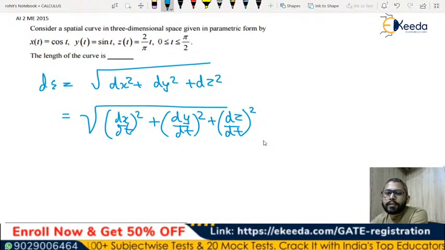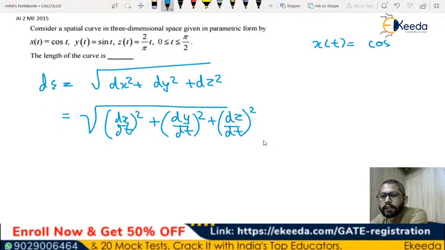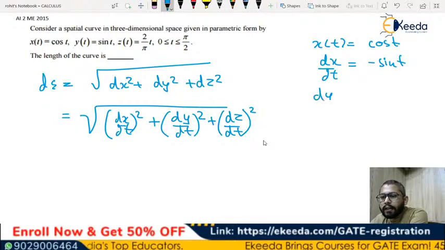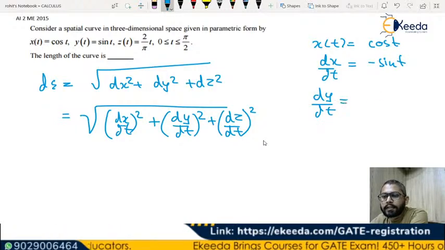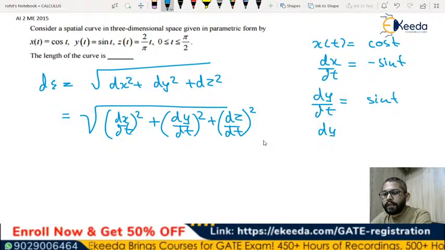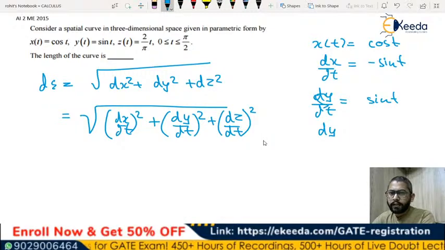Now let's see what dx, dy, and dz are. So we have x of t equal to cos t. So dx by dt becomes minus sin t. dy by dt is sin t. Sorry, it is not dy by dt, it is y.